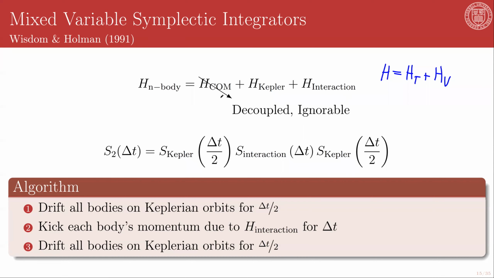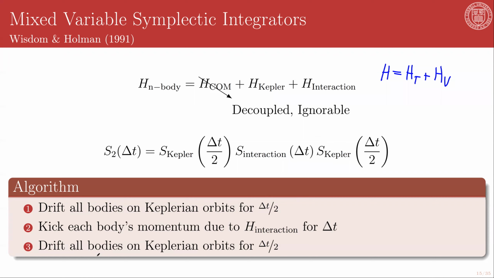And as before, we can fully ignore the center of mass because it has no effect on anything else. So the basic algorithm is you drift all of the bodies on their Keplerian orbits for delta t over 2. You don't have to worry at all about symplectic mappings or anything else. You have an analytical solution for this, and so we can propagate these things exactly without any worry of losing phase or energy information. You then kick each body's momentum. So you change the momentum only without changing the coordinates according to the interaction term for the full time step.